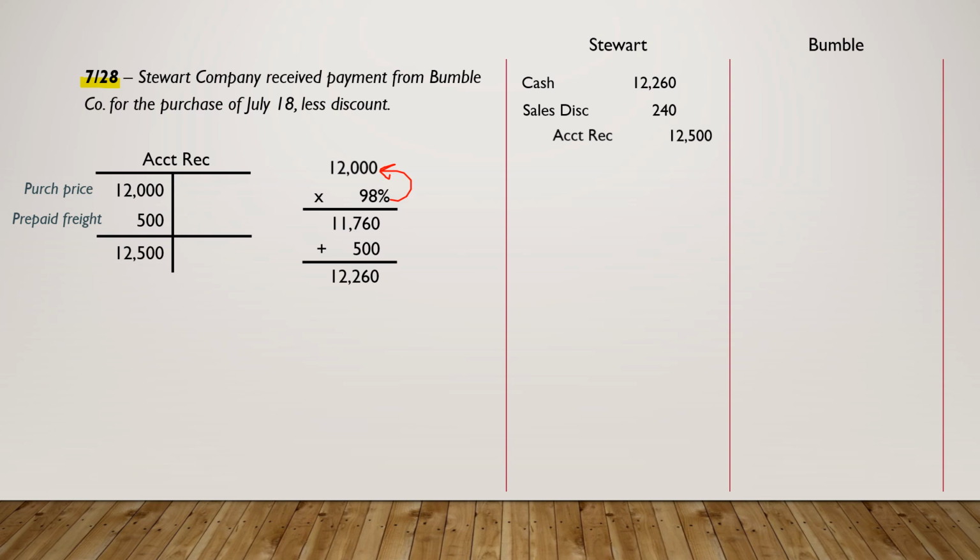On the buyer's books, the cash received by Stewart is the cash paid by Bumble. Likewise, the receivable collected by Stewart is the payable satisfied by Bumble. Finally, the sales discount that reduces sales for Stewart is the inventory reduction for Bumble.